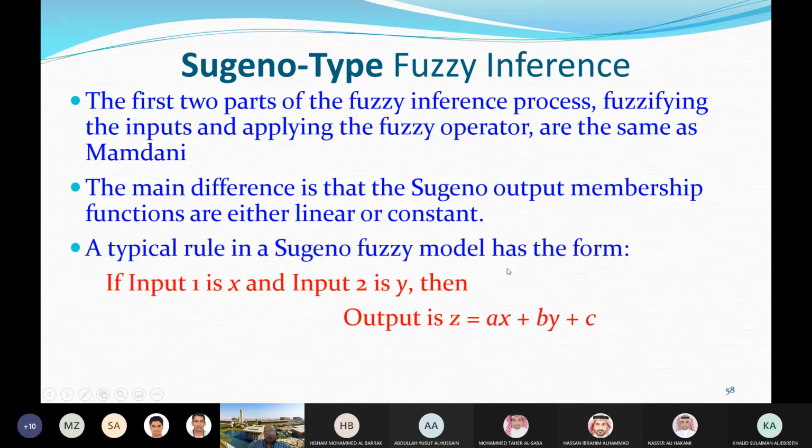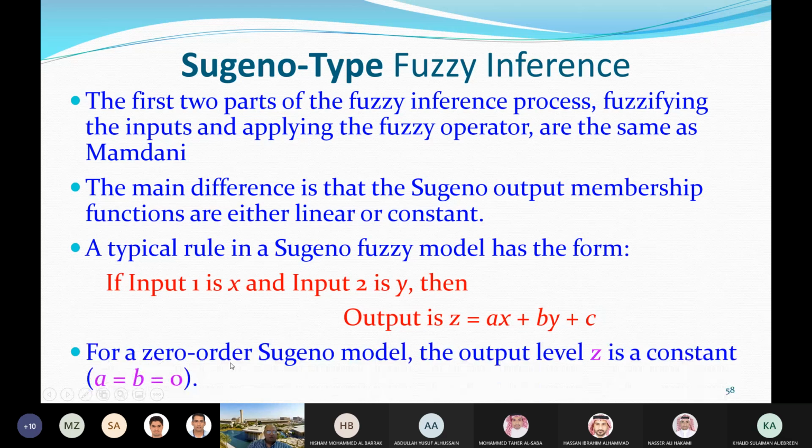A typical rule of the Sugeno fuzzy model has the form: if input 1 is X and input 2 is Y, then the output is A times X plus B times Y plus C. So it is like a straight line here, linear. The output is a linear combination of the inputs. You can also have the output be constant only, Z equals C. For a zero order, of course, you can have A and B equal to 0, so you have only a constant here.